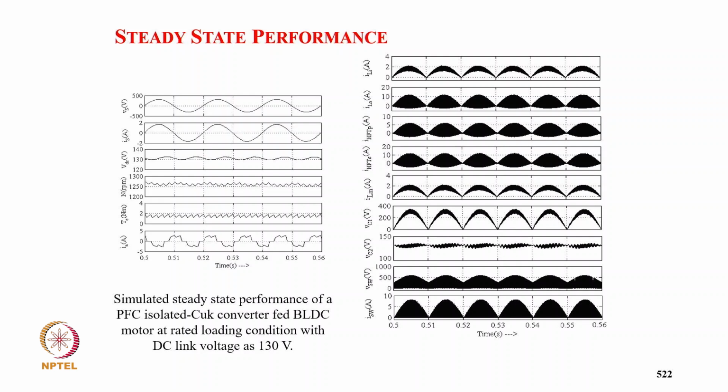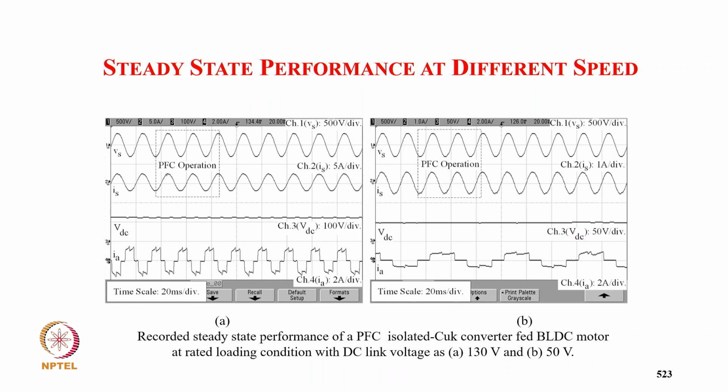And you can see here the input inductor is designed continuous, and output inductor is discontinuous, and of course primary and secondary winding currents also. And capacitor voltage also in CCM. So as per design, right? So it's a performance at 130 volt DC link.